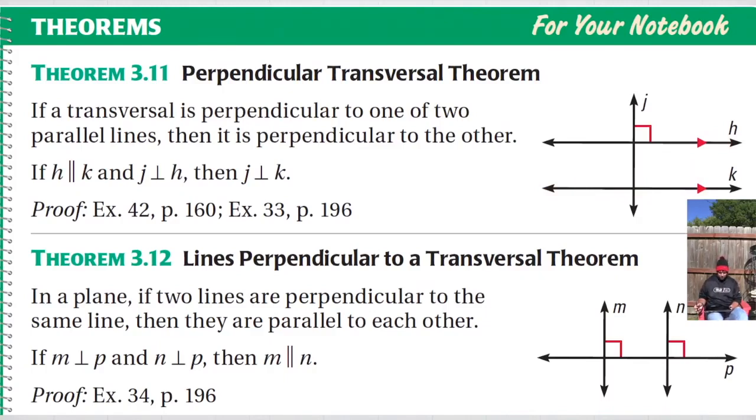Okay, Theorem 3.12. Lines perpendicular to a transversal theorem. In a plane, if two lines are perpendicular to the same line, then they are parallel to each other. So here, P is a transversal and you have these two lines that are both perpendicular to P. We can actually say that M and N are going to be parallel.